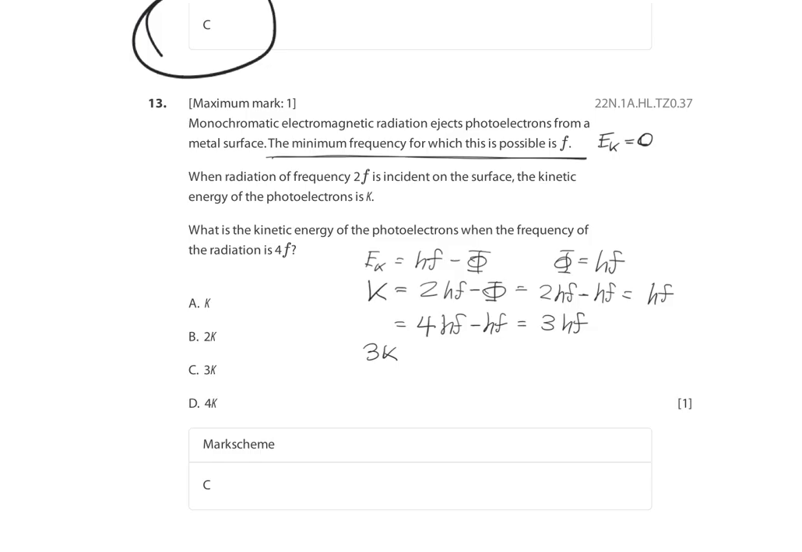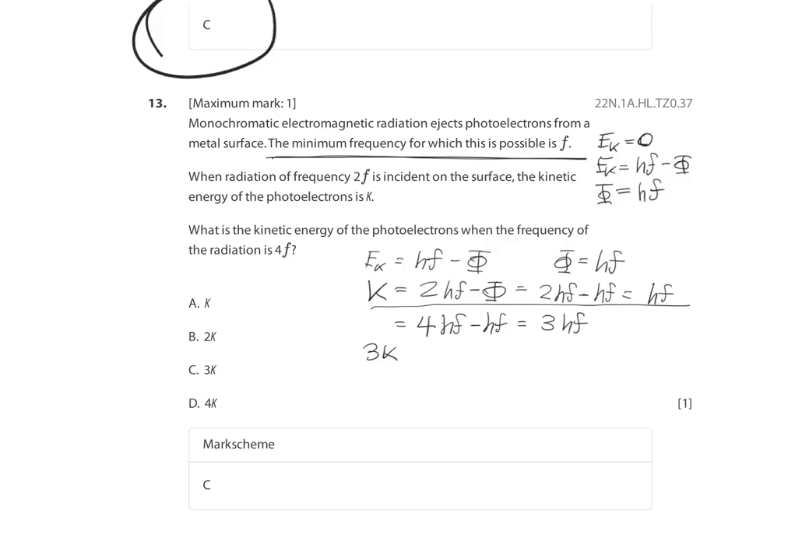So if EK is zero, then EK is HF minus the work function, and if EK is zero, the work function has to equal HF, right? So to subtract out to zero. So if the work function is HF, and it says when the frequency is 2F, instead of HF I put in the 2 there: 2HF minus the work function, and the work function is HF, then 2HF minus HF is simply HF.